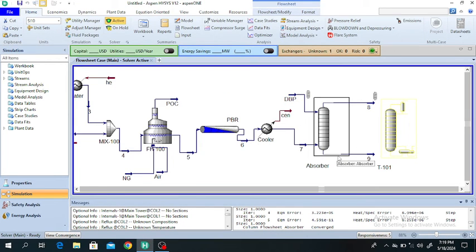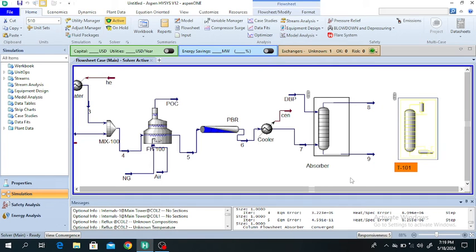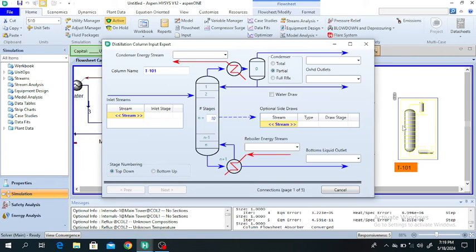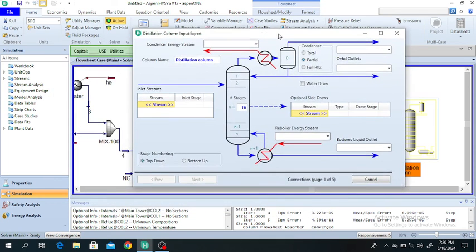Now the absorption column is specified. Now this is the distillation column. Double click on the distillation column, and this is T101. There are 10 stages by default, but I am just assuming 16 stages. Inlet stream: which stream is entering the distillation column? Stream number 9 is entering the distillation column, and the inlet stage is stage number 8.